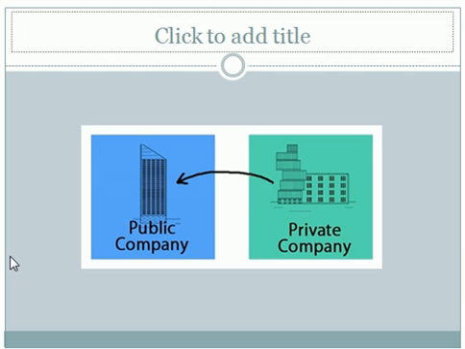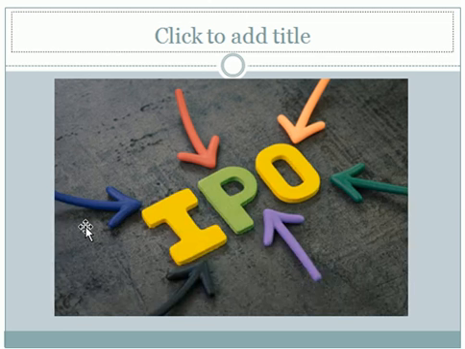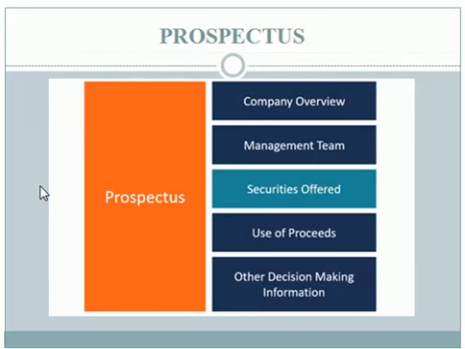So when a private company wants to become a public company, it needs to go through a process of an IPO. It stands for Initial Public Offering. In this process, a private company offers the shares of that company to the public. This process starts with the preparation of a prospectus.